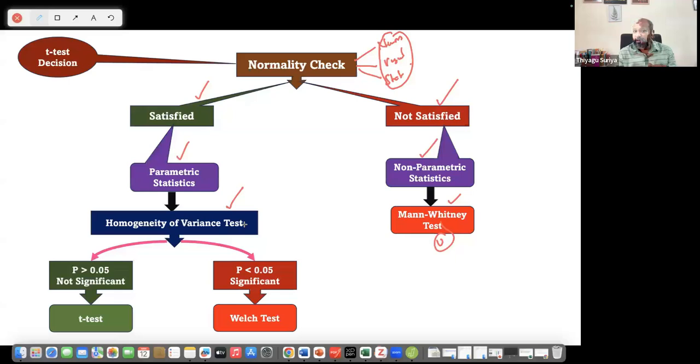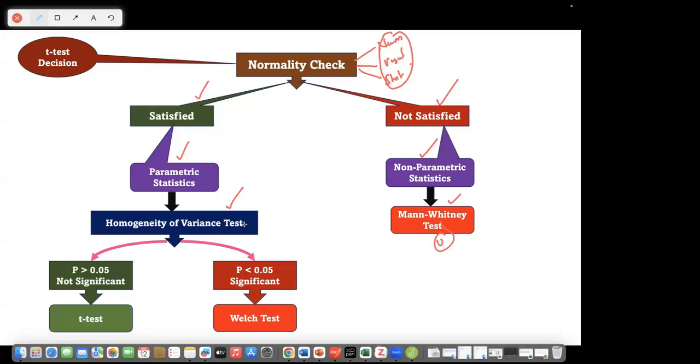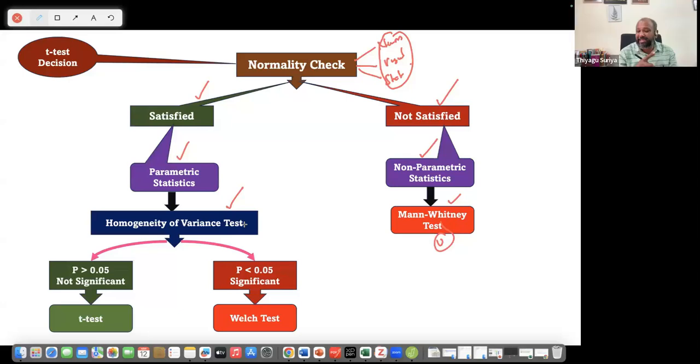Those who are doing SPSS, how many T-scores will be there? Anyone tell me? In a single table, how many T-scores? Two. One is called equal variance assumed, the other equal variance not assumed. But most people are not aware of this, they take the first one, not knowing the context. The first row is called the Student T-test. The second row is called the Welch T-test. Hope you're getting this.